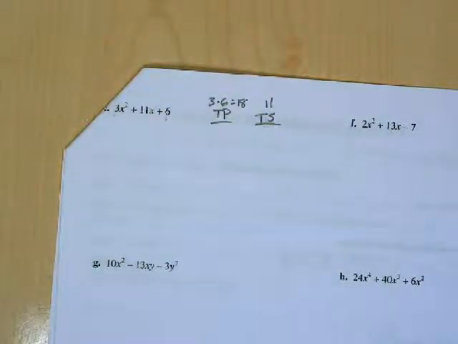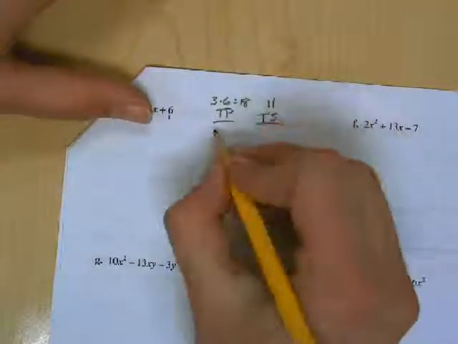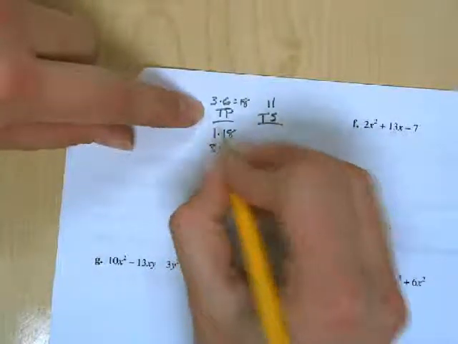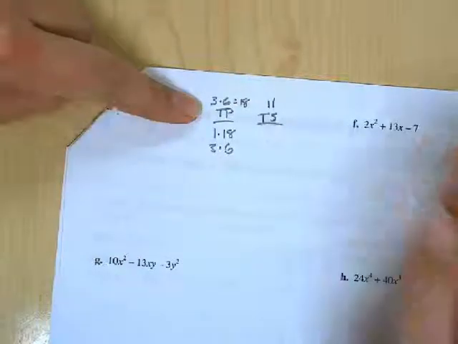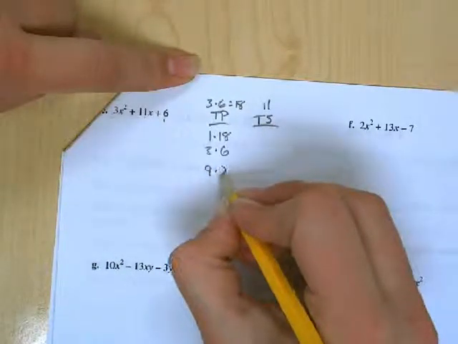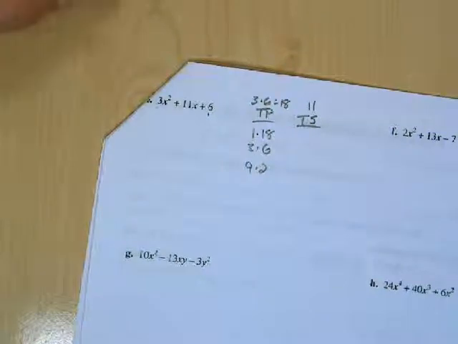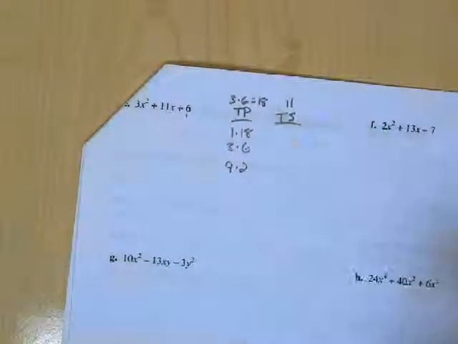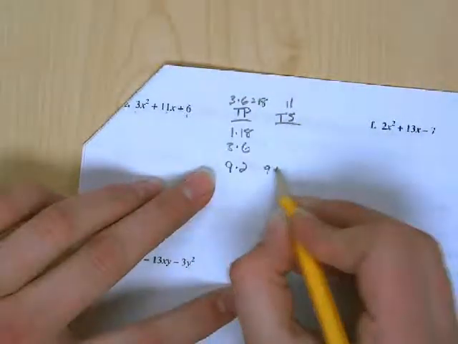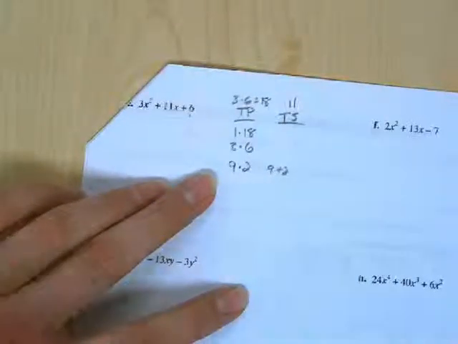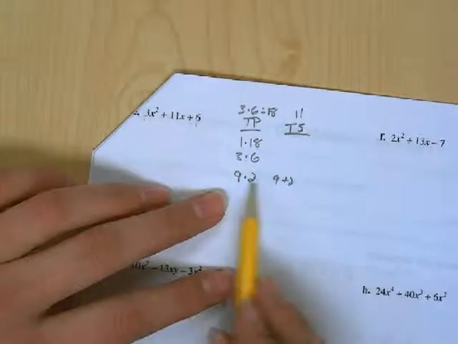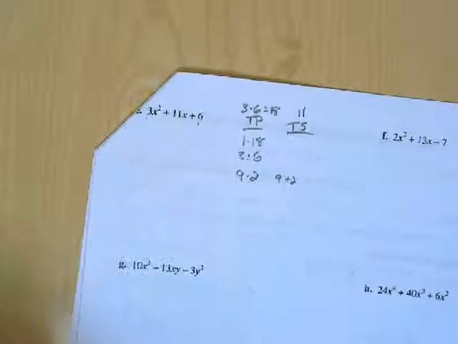So I'm looking for what two numbers multiply to 18, but add to positive 11. So start listing them out. 1 times 18, 3 times 6, 9 times 2. Now, which of those would add up to 11? The 9 plus 2. You could go through and check each and every one of them, but if you see it, jump at it. 9 and 2 would add up to 11 and multiply to 18. So that's my 2 new middle terms.